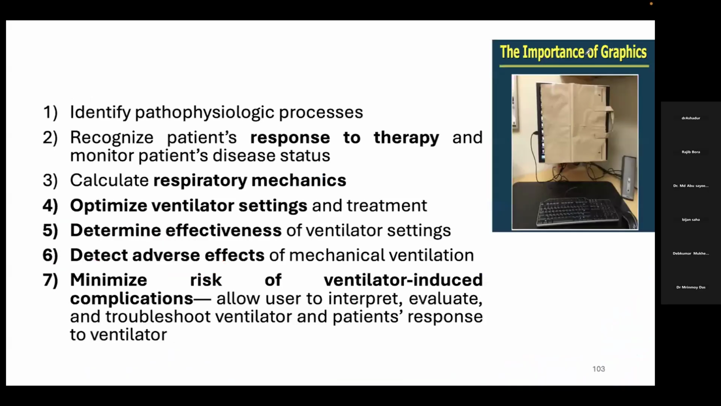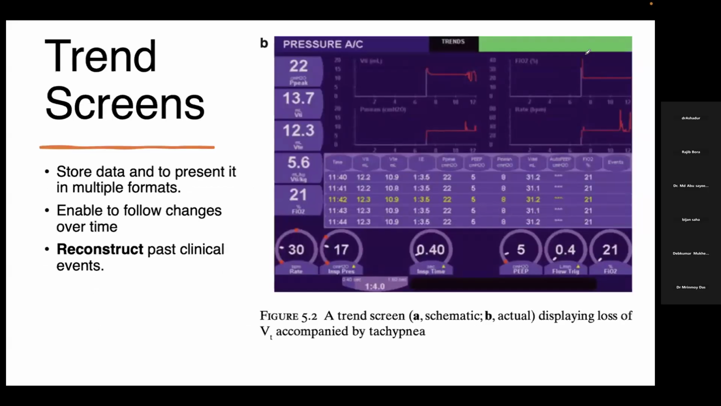So what we have learned is that these graphs identify pathophysiological processes, recognize the patient's response to therapy, and monitor the patient's disease status. We can calculate the mechanics and optimize settings based on those graphs. We can determine the effectiveness of our new settings, whether the modifications that we have done are helpful or not, on a breath-to-breath basis. We need not wait for an X-ray or an ABG. It detects adverse effects of mechanical ventilation, like looping can suggest hyperventilation. Then ultimately it leads to minimizing the risk of injury to the lung.